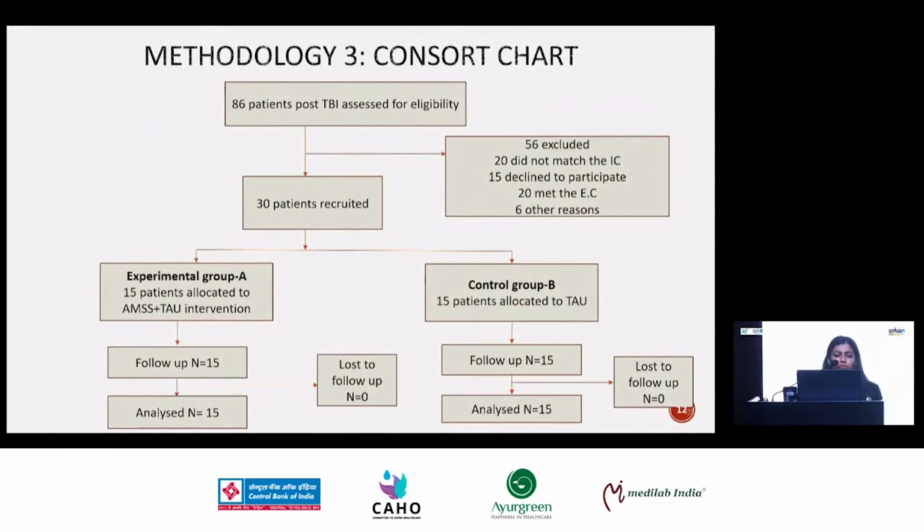Initially, the study assessed 86 patients for eligibility, out of which 56 were excluded for various reasons, and 30 patients were recruited finally, which were divided into two groups, that is experimental group A and control group B. 15 patients were allocated in each group. The total number of follow-up was 15 in each group, and the total number of patients analyzed were 15 in each group. There was no loss to follow-up reported in both the groups.